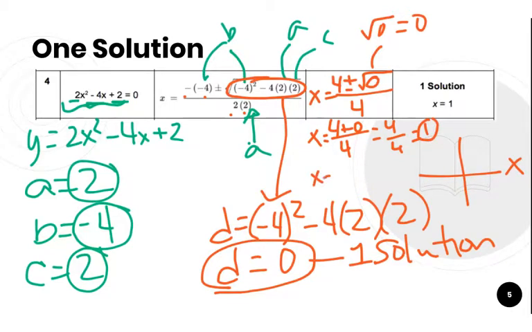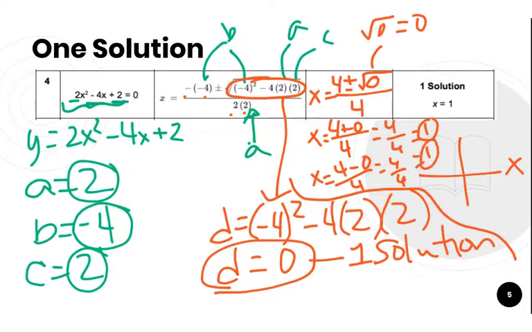And 4 minus 0, divided by 4. 4 minus 0 is 4, and 4 divided by 4 is still 1, right? So where x is 1, that is the only solution where this quadratic is going to cross the x-axis. All right. So cool. So anytime your discriminant is 0, it's only going to hit the x-axis one time.